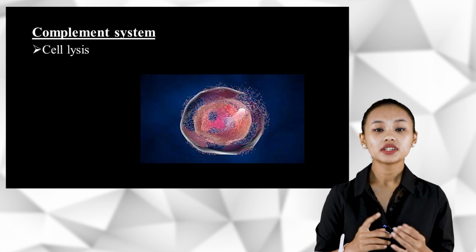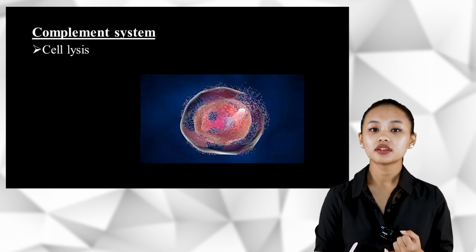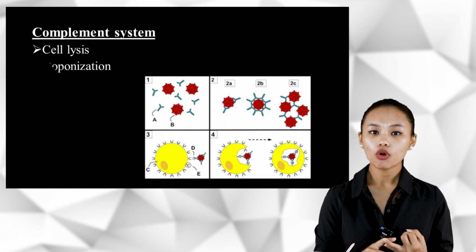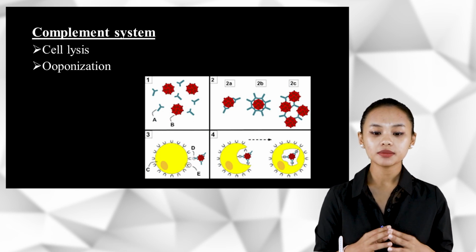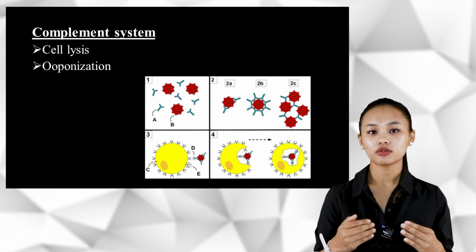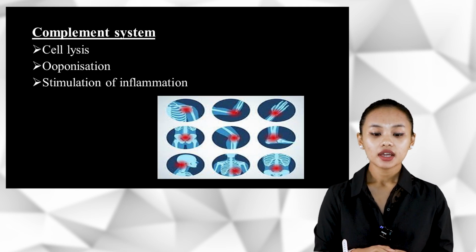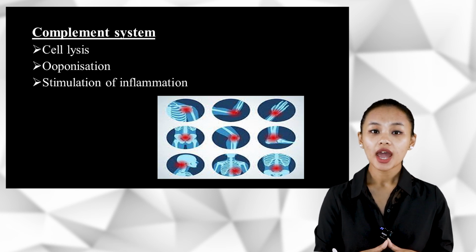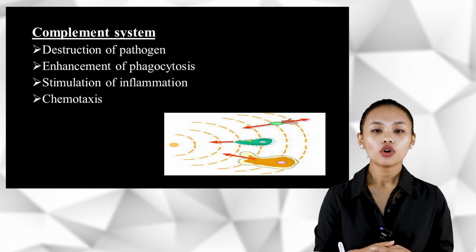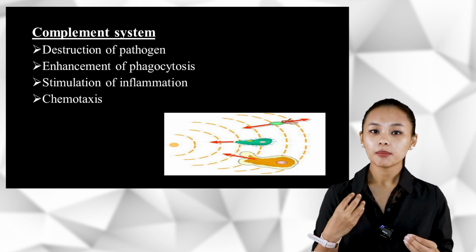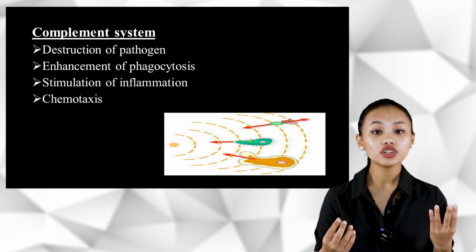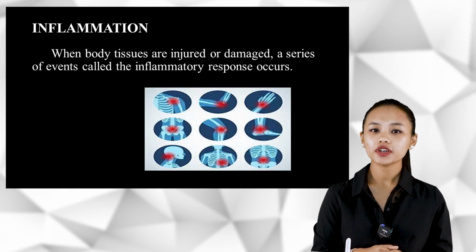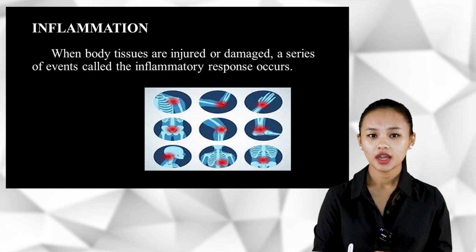This consists of cell lysis, which means destruction of the pathogens. It also consists of opsonization, which simply means the enhancement of phagocytosis, and it also leads to the stimulation of the inflammation as well as chemotaxis, which means here they will attract the macrophages as well as the neutrophils in order to destroy the pathogens. Now moving on to what is inflammation.